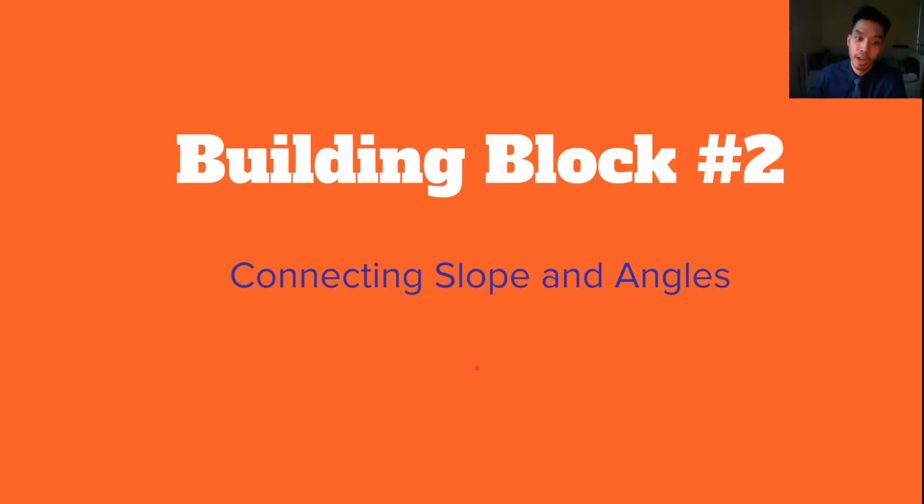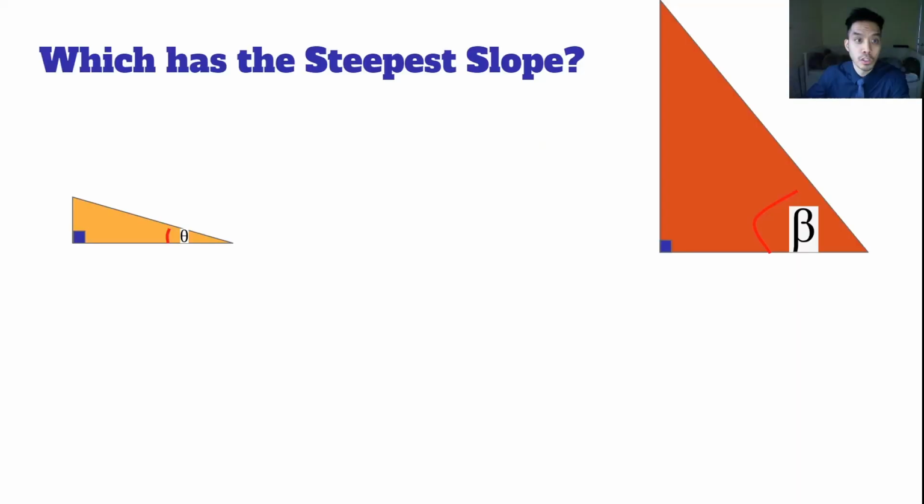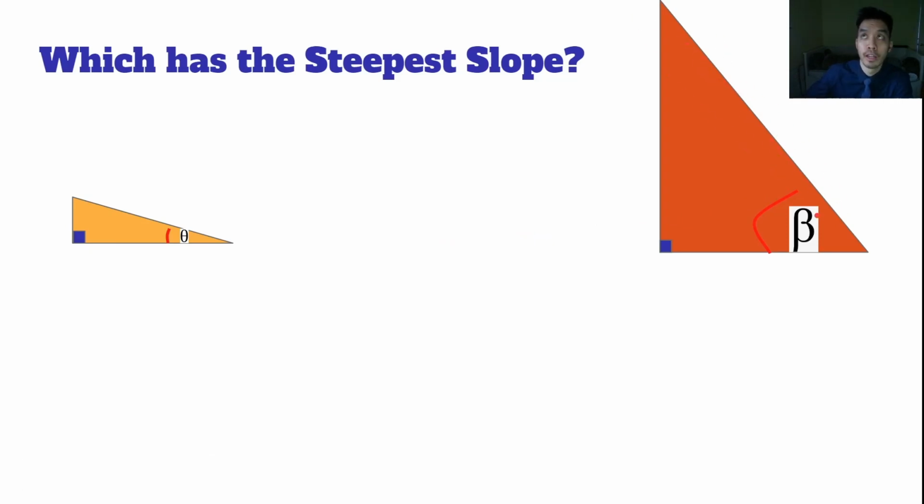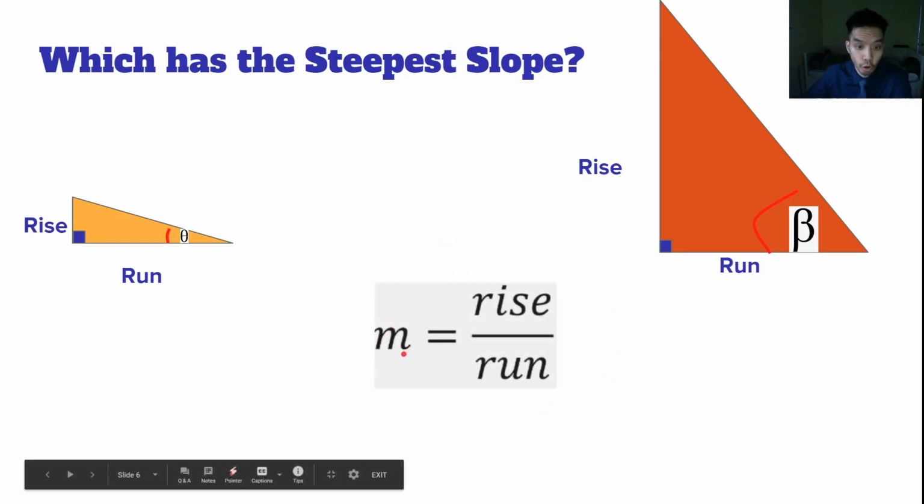Building block number 2, connecting slope and angles. Which of these two triangles has the steeper slope? You can pretty much see just from intuition that this is going to be a higher slope. But it's worthwhile investigating some of the grade 9 concepts that we learned last year. In order to calculate the slope, we compared the rise and the run, using the formula slope is equal to rise over run.